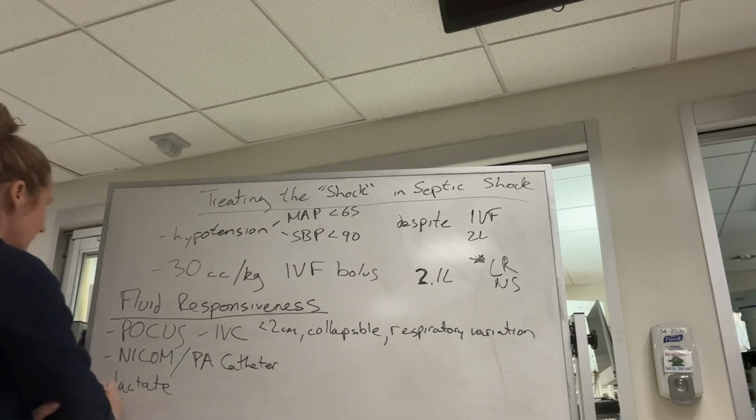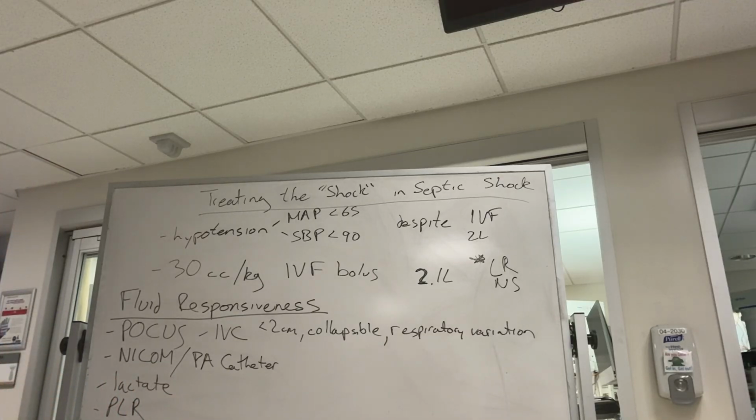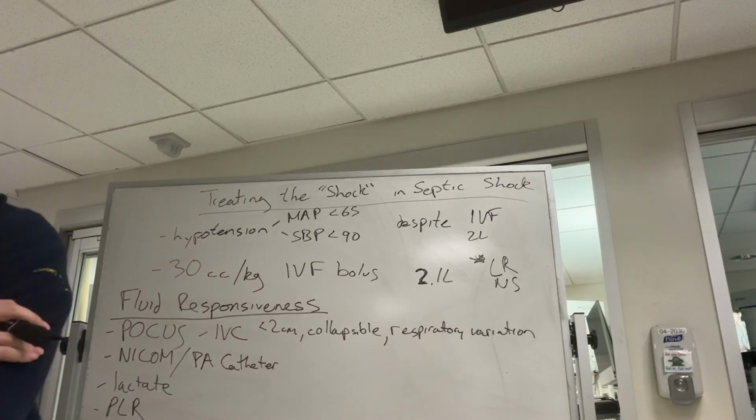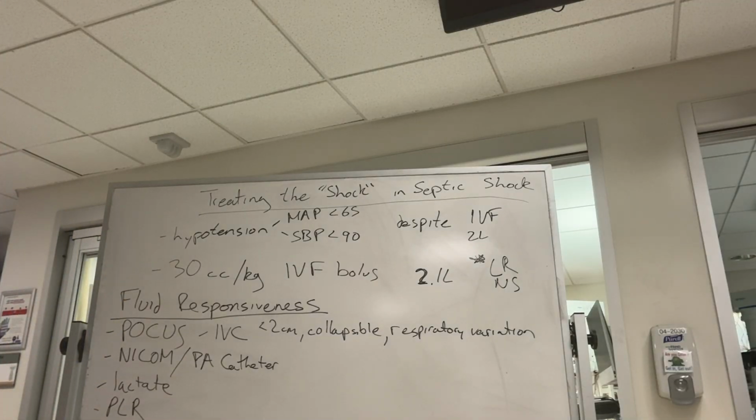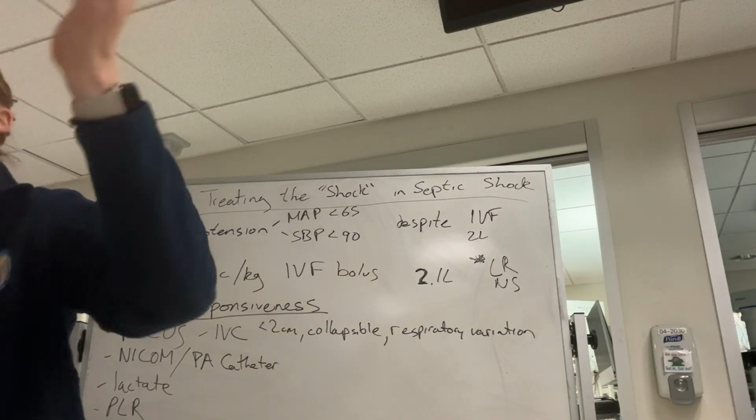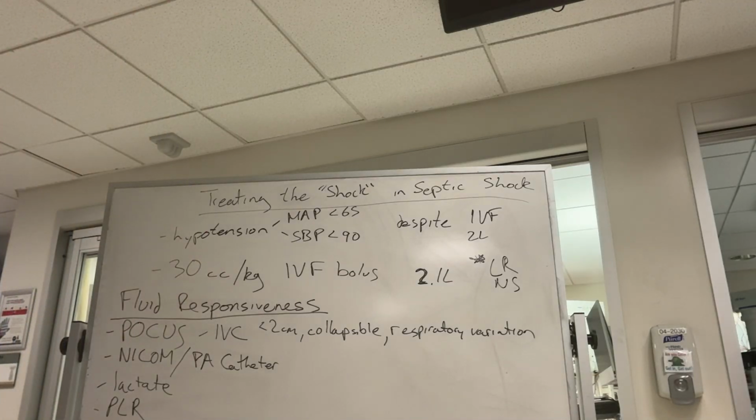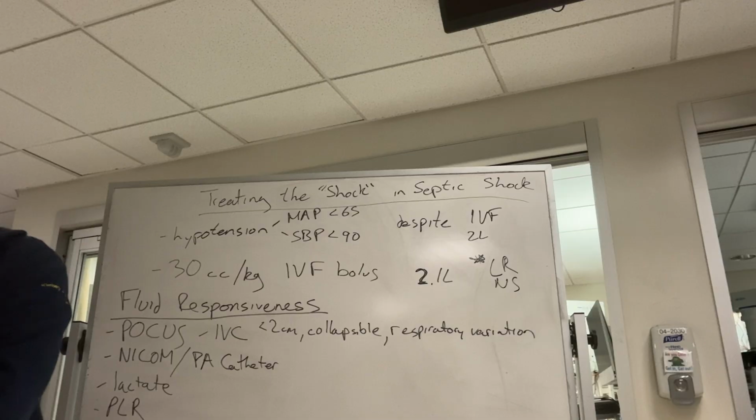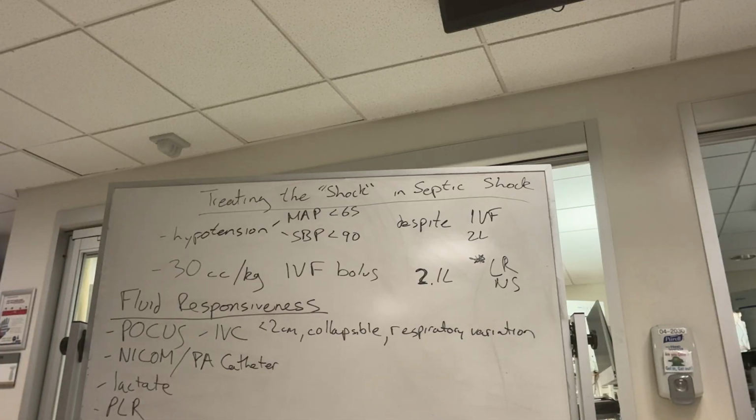You can also do a passive leg raise. In your legs, you hold somewhere between 250 and 500 milliliters, depending on your size. So if you raise someone's legs up, which you do if someone passes out, right? So it kind of makes sense. You're essentially artificially giving them a fluid bolus. So you can see if that improves their blood pressure and tachycardia, and if it does, then they would probably benefit from additional fluids.